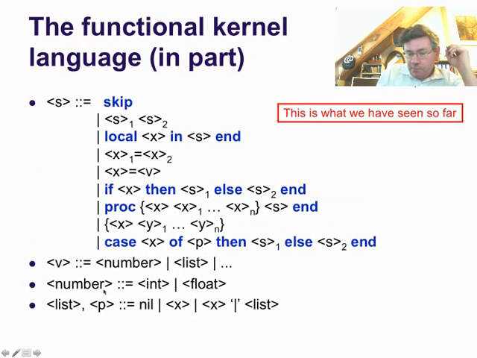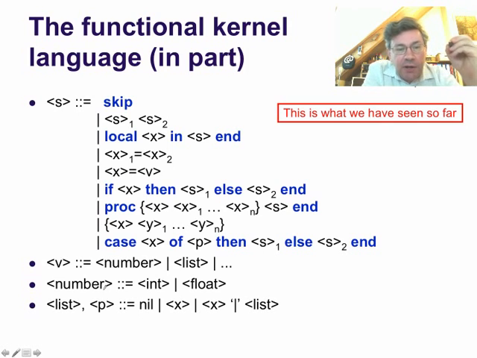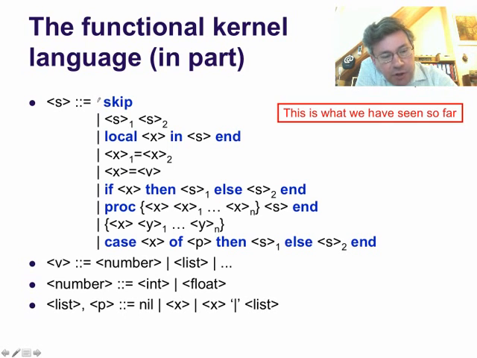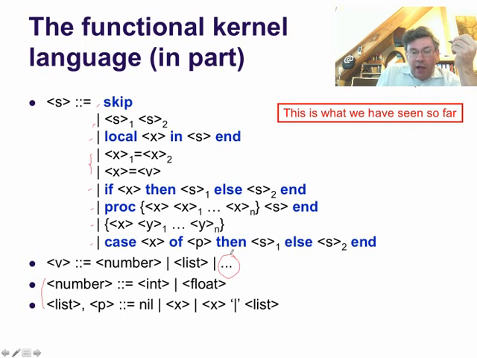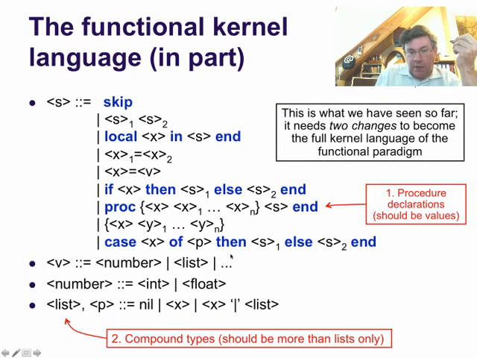But the new concept will introduce many different ways of thinking, so that the new paradigm will also be very different. So this is what we have seen so far in the functional kernel language with a number of statements. So the skip, sequential statement here, the local, the binding, the if, the procedure declaration and call, the case, and the number of values, numbers, and lists. So there are things here that are missing. Basically, values are missing here.